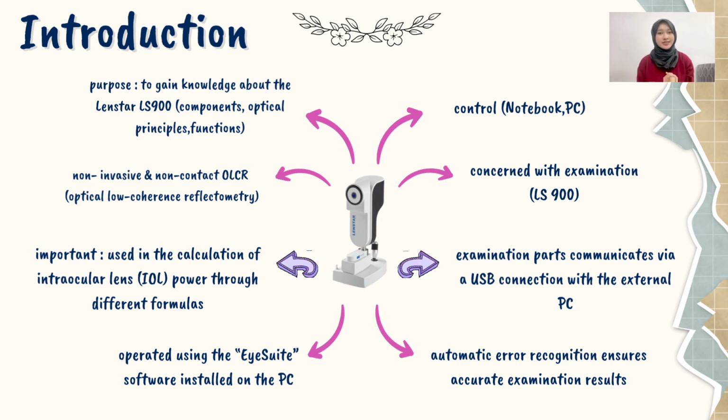Basically, the system is divided into two parts: one concerned with examination, the LS900, and the other with control, like a notebook or PC. The examination part communicates via a USB connection with the external PC. The LS900 is also operated using the iSuite software installed on the PC. Last but not least, integral automatic error recognition for measurements guarantees reliable examination results.